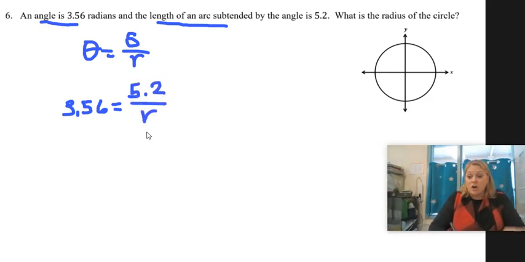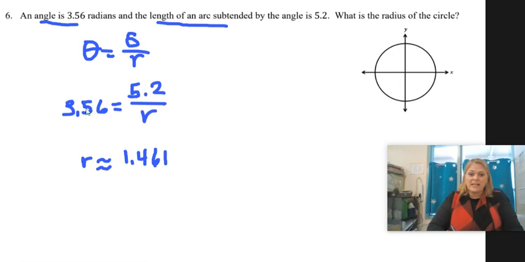And I have R left over. Luckily, the question asks for the radius, so I'm on the right track. Go ahead and solve for R. You should get approximately 1.461. And again, if you need to cross multiply, you can even put this over an invisible 1 if you need. That might help some of you, where you cross multiply and solve for R. That might be the easiest way, especially if you're not allowed to use a calculator, or if you just aren't sure what to multiply or divide.